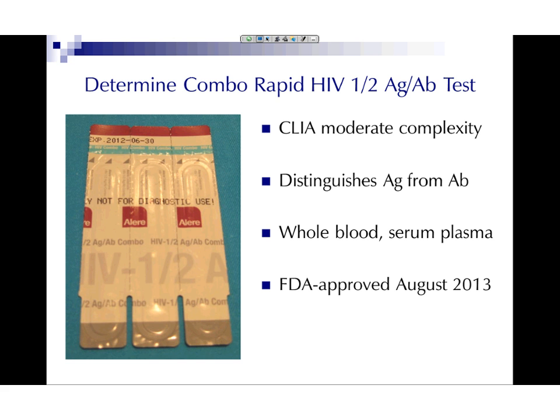I think most of you have also heard that the Determine Combo Rapid Antigen Antibody Test has been approved by the FDA. It was approved in August of 2013. It is a CLIA moderate complexity test. It's designed for use with whole blood, serum, or plasma. The company is conducting the trials and applying for CLIA waiver.